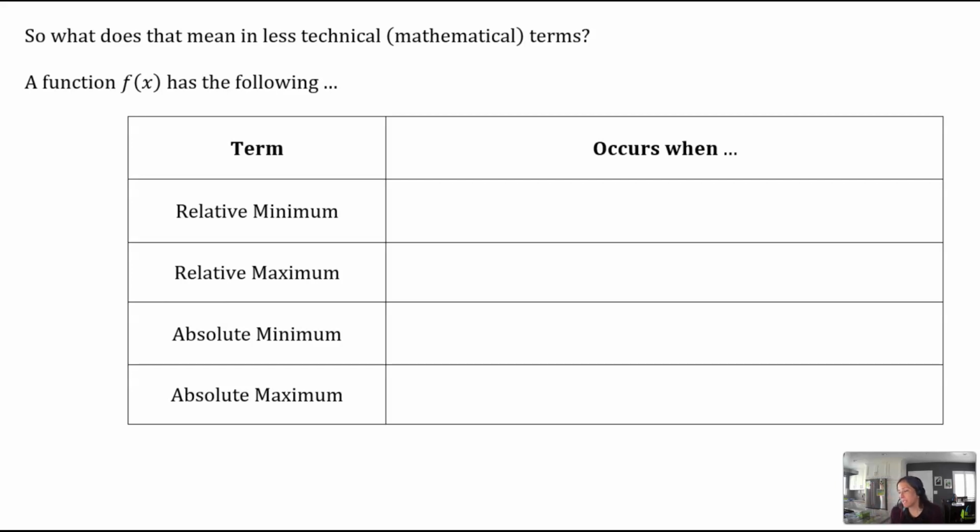So a relative minimum or maximum, that's what we're focusing on right now. A relative minimum or maximum is just smaller than or larger than the points around it. That's all it matters, right?